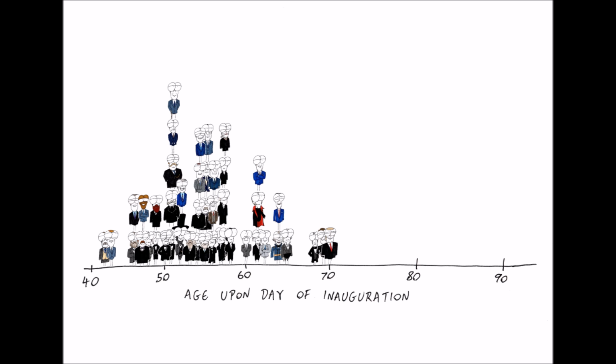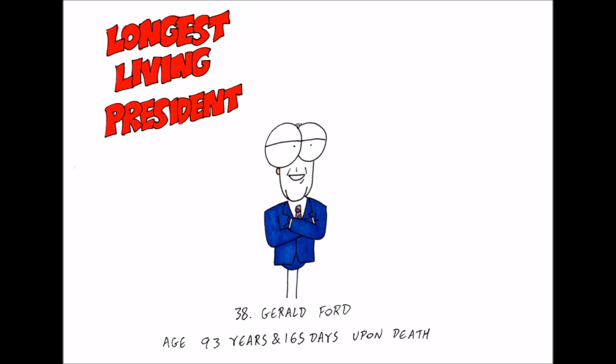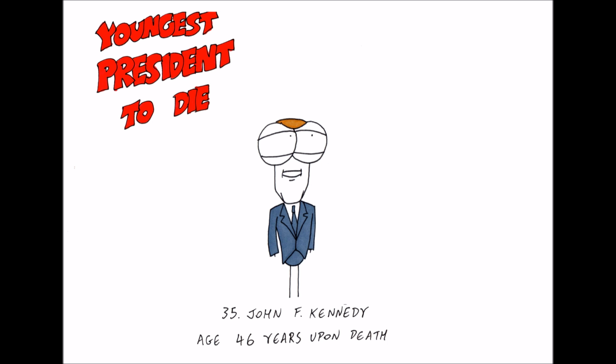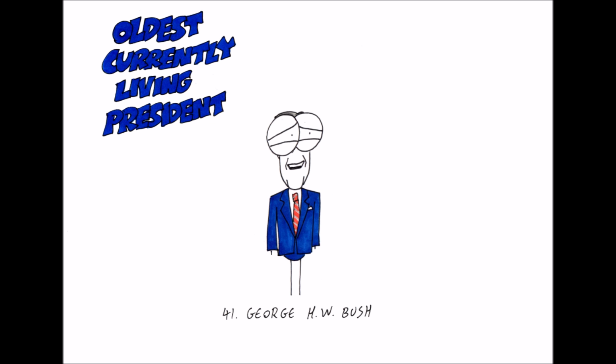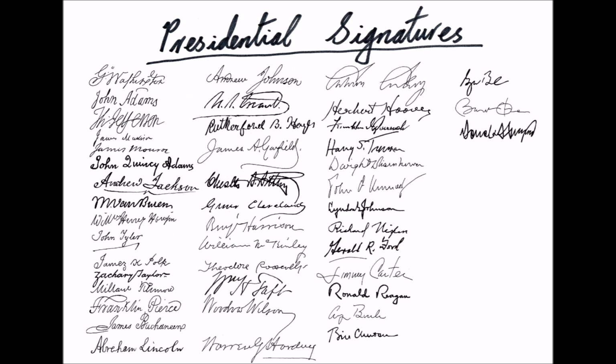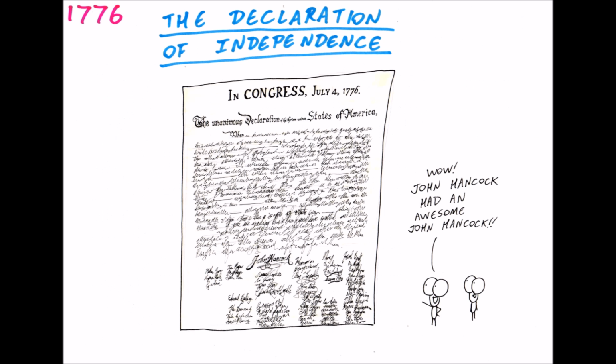Dying at the age of 93 years and 165 days, Gerald Ford was the longest living president. At 46, John F. Kennedy was the youngest to die. As of May 2017, George Bush Sr. is the oldest living president at the age of 92. Here are all the presidents' John Hancocks, and just for fun, here's John Hancock's John Hancock.